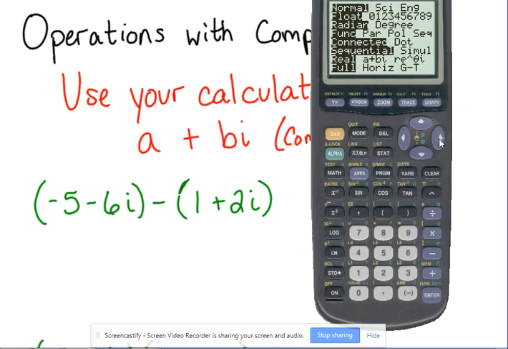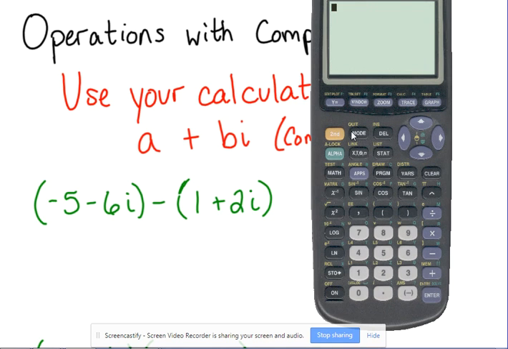And do you see the a plus bi? You need to go over, highlight it, press enter so that a plus bi is flashing, and then press second quit. As long as you do not reset your calculator, and I know some of y'all are in the habit of resetting your calculator to clear stuff out, it will stay in that mode. If you reset it, you gotta go back in and change it back to a plus bi mode.